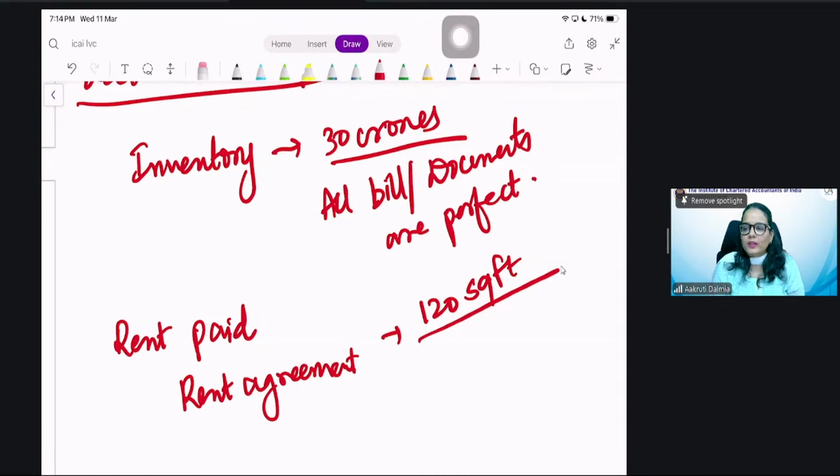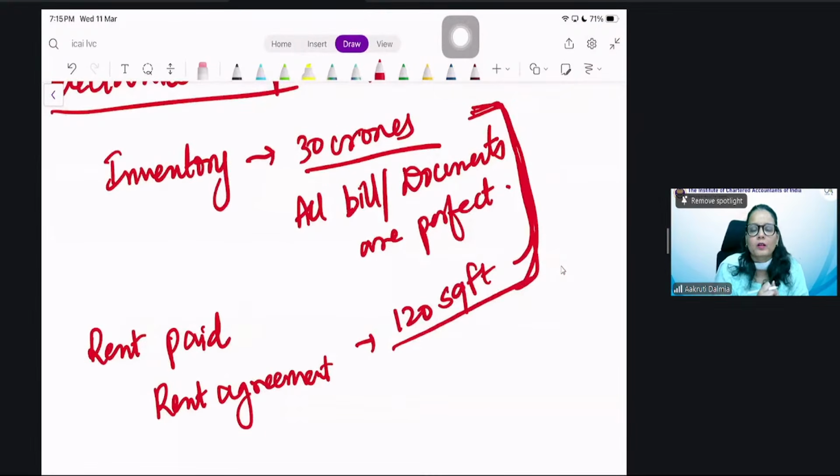What do you think is the analysis here? Can there be a plausible relationship between the size of the office or godown and the inventory value? What do you think seems to be abnormal here? What, according to you, is abnormal in this situation? Anyone wants to speak? What do you think is abnormal in this situation?